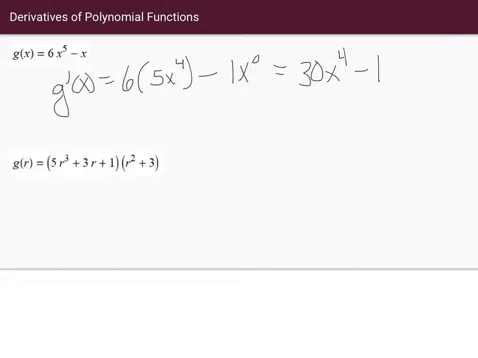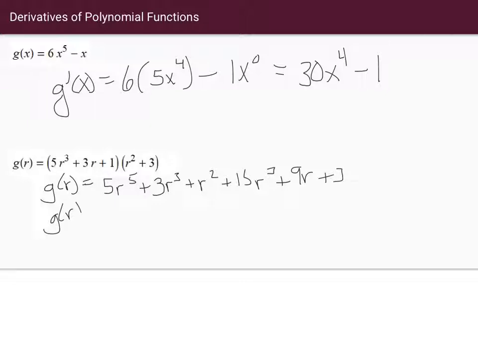Okay, so let's see how you did. First thing we have to do is some multiplication to figure out what g of r really looks like. So here we go. We're going to multiply out 5r cubed plus 3r plus 1 times r squared plus 3. So we're going to have 5r to the 5th power, plus 3r to the 3rd power, plus r squared, plus 15r cubed, plus 9r, plus 3.